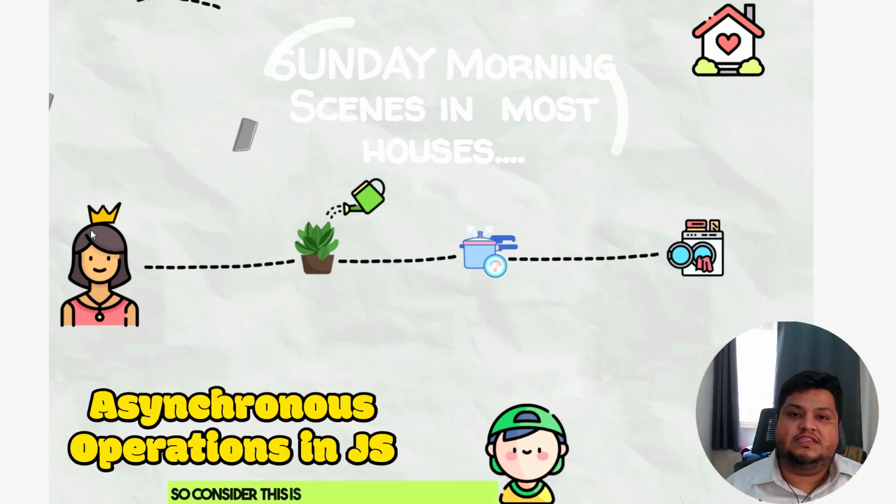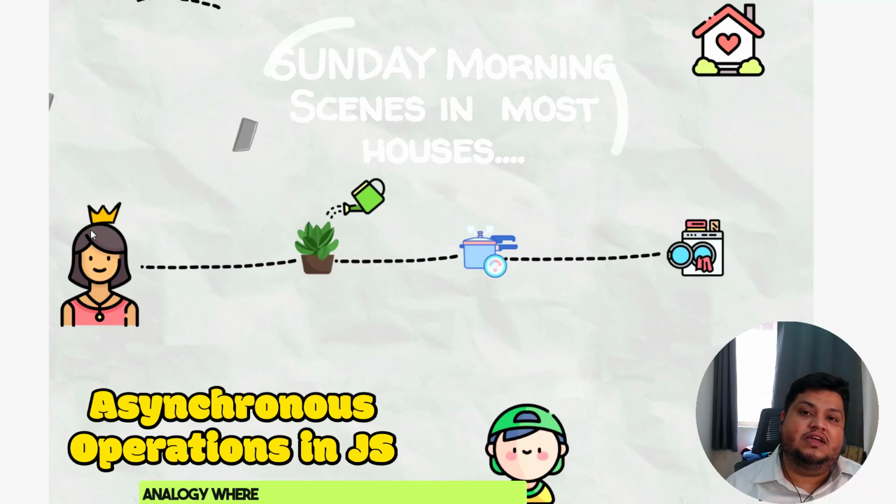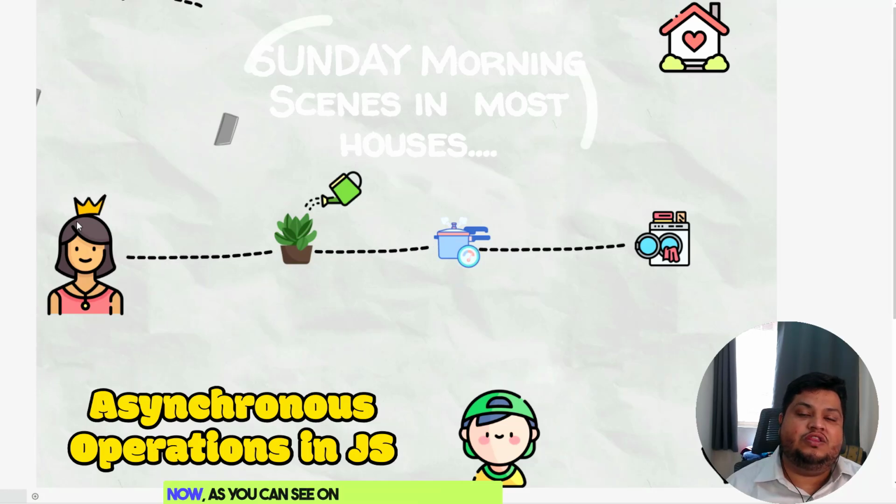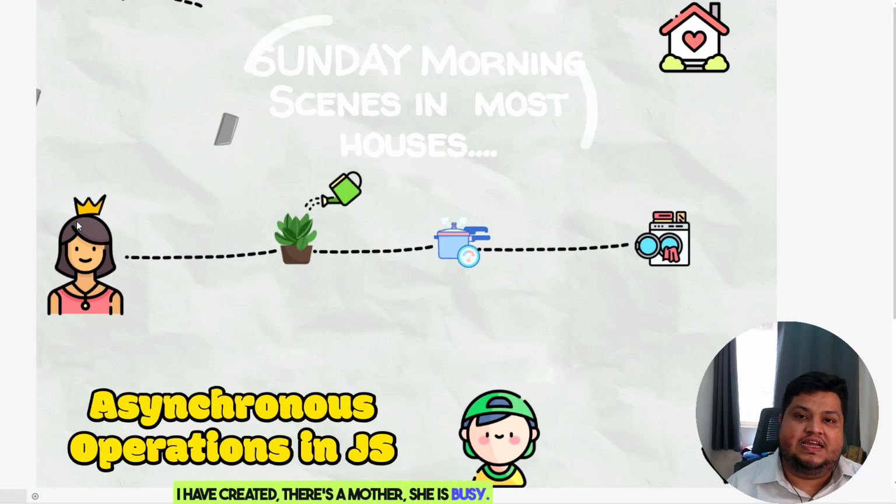Consider this a typical Sunday morning in your house, and we know mothers are busiest on a Sunday morning. So here I'm going to create an analogy where you are a callback function and your mother is a JavaScript thread. JavaScript is a single threaded model. It will wait for no one.